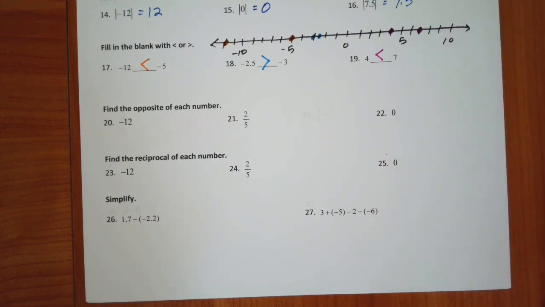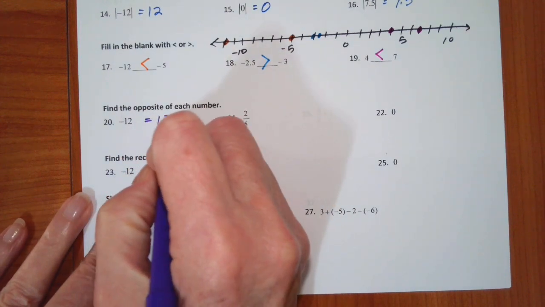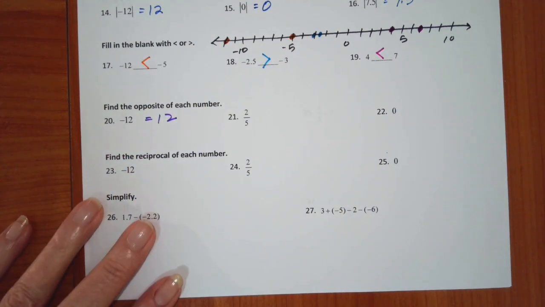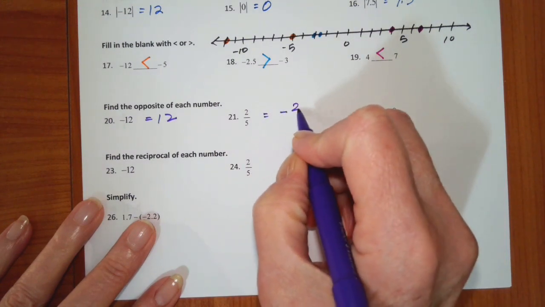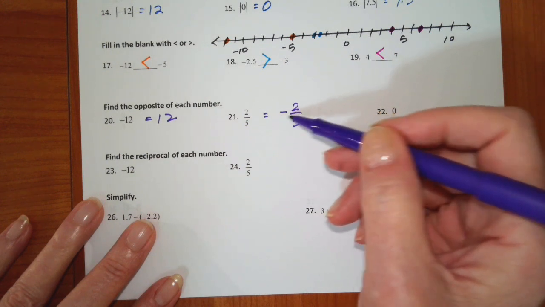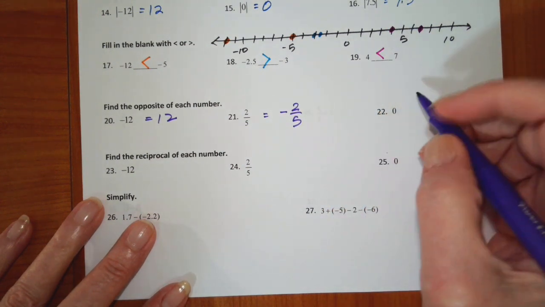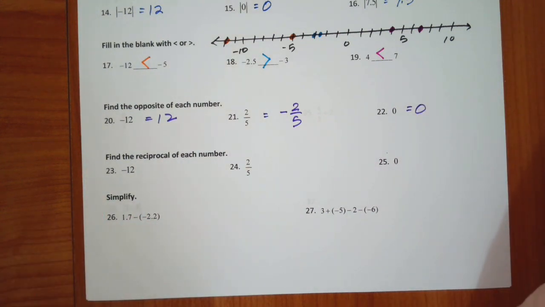Okay, if I want to find the opposite of a number, that just means I change the sign. So the opposite of -12 is 12. The opposite of 2/5 is -2/5. And again, remember, you can put the negative sign in the numerator, out to the side, or with the denominator. And the opposite of 0 is just 0. You can't have a -0.